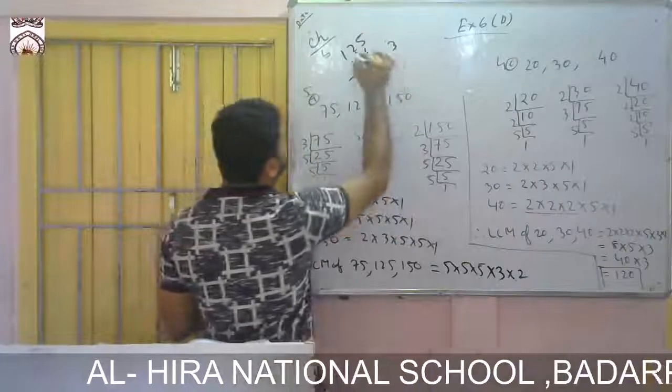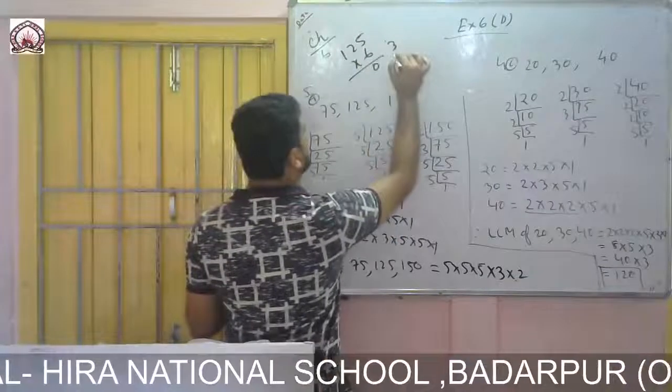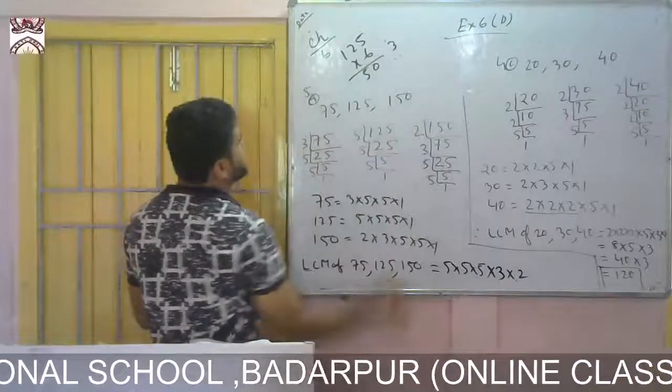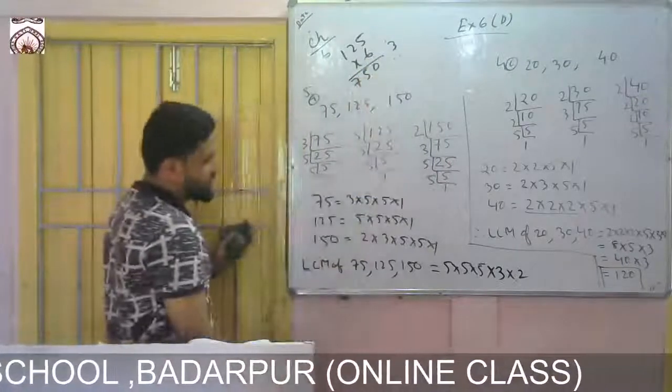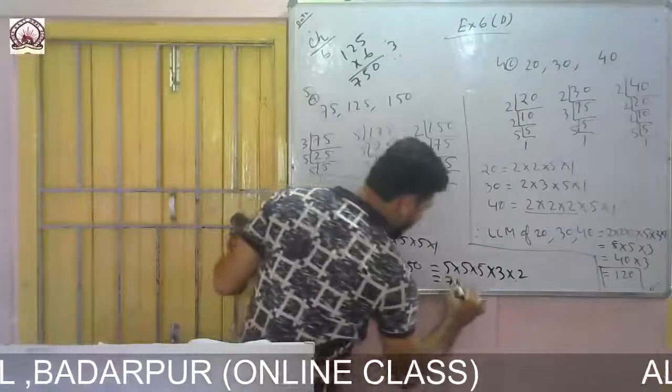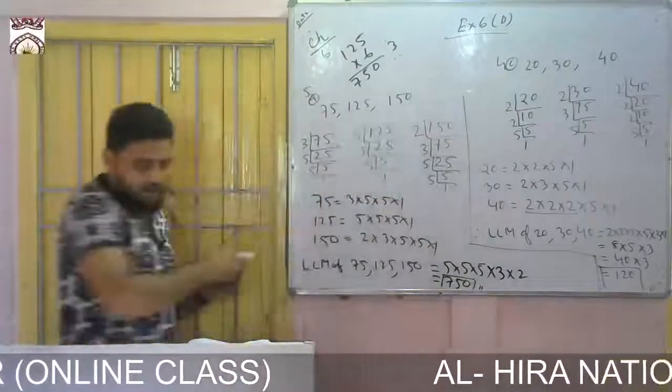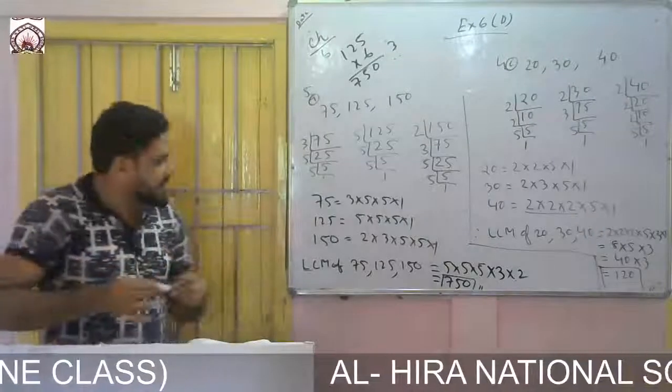6 2s are 12, 13, 14, 15, 5. 6 1s are 6 and 1, 7. So what? It will be 750. That is the answer. Okay. So here you see what I have done.